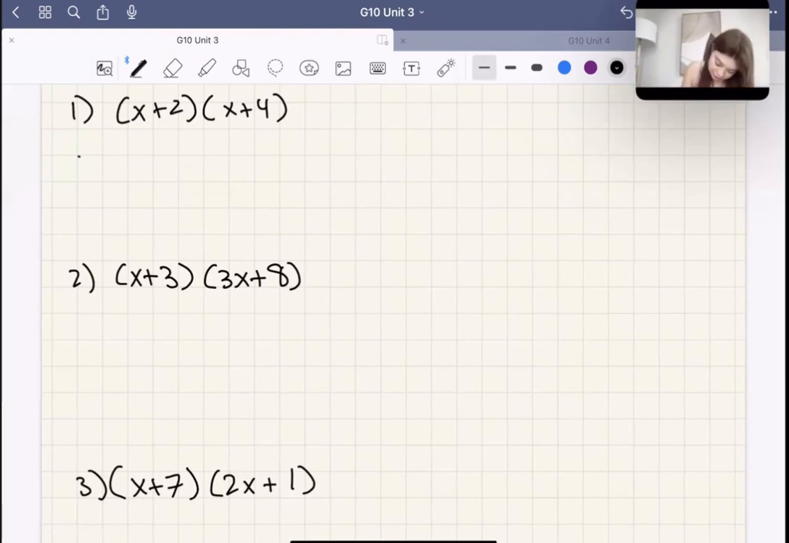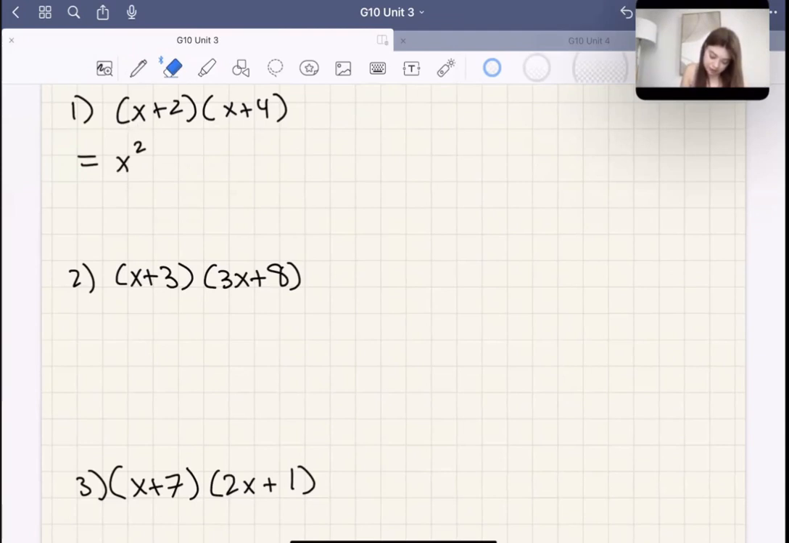So for this first one, what's first in our acronym, FOIL? F, which is for first. That means we multiply the first in our first bracket and the first in our second bracket together. So that would mean x times x. What is x times x? Well, that's x squared. So I'm going to write x squared.